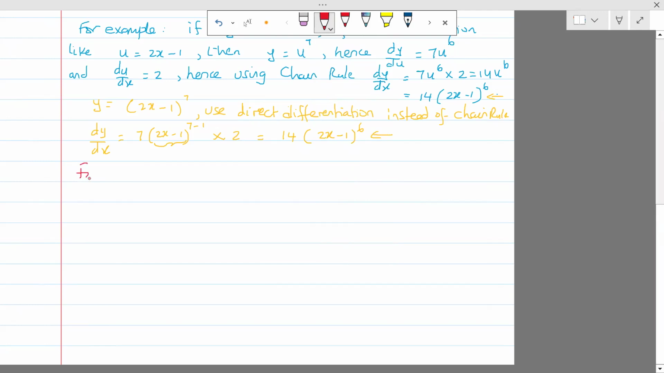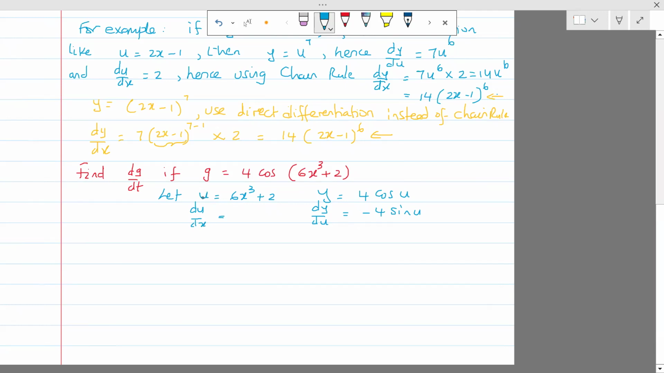Okay, now let's say find dg by dx if g equals 4 cos of (6x cubed plus 2). So let u equal 6x cubed plus 2. So g becomes 4 cos of u. What will be dg by du? Which is minus 4 sine of u. And what becomes du by dx here? Because u equals this, this becomes 18x squared.